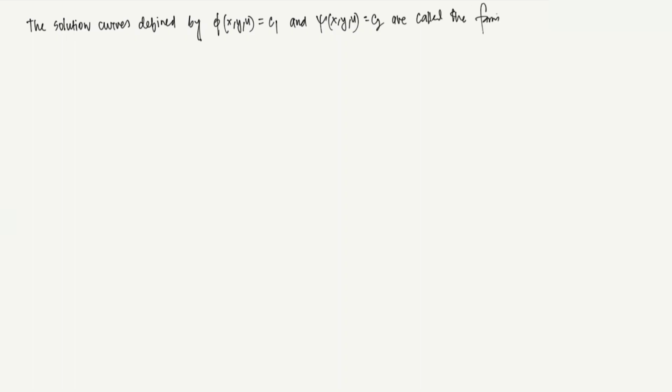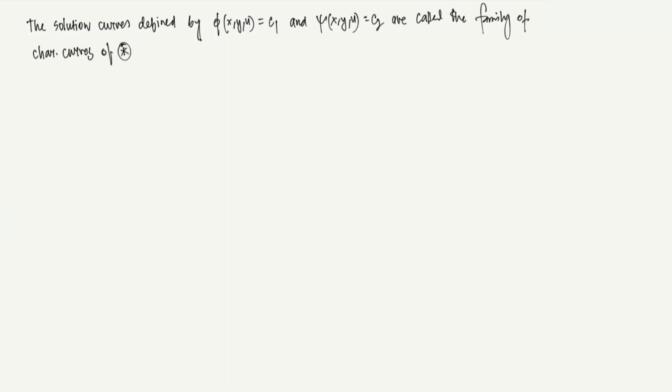So why do we need this? Before that, let me just write it down. The solution curves defined by phi of x, y, u equals c1 and psi of x, y, u equals c2 are called the family of characteristic curves of this equation star.